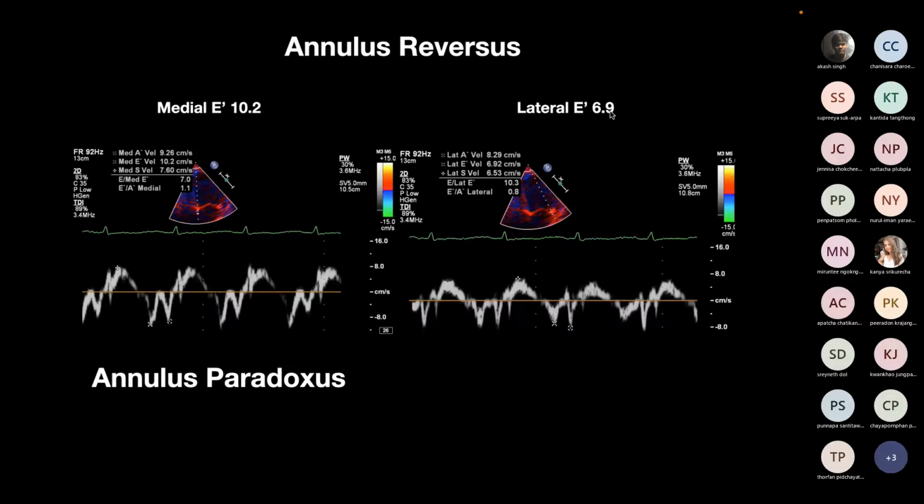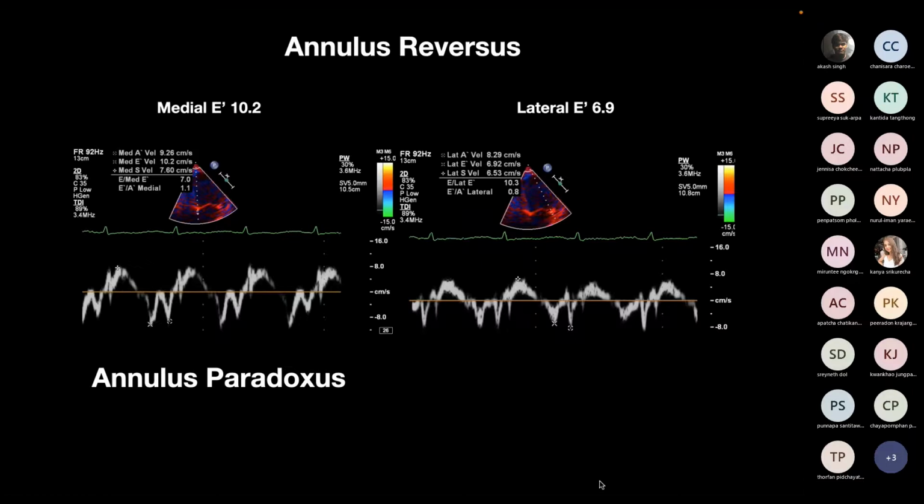Listen to this carefully. Normally, in a normal heart, the lateral free wall of the heart can move more than the medial side. Logically, if you think of it, the free wall is outside of the heart, right? It can move more freely, whereas the medial side is stuck inside the heart, so it cannot move as well. So in a normal person, lateral E prime should be higher than medial E prime. Whereas in constrictive pericarditis, the lateral E prime is less than the medial E prime. So 10 and 6, right? This is why it's called annulus paradoxus. It's a paradox because it shouldn't be like this. The lateral should be higher than medial.